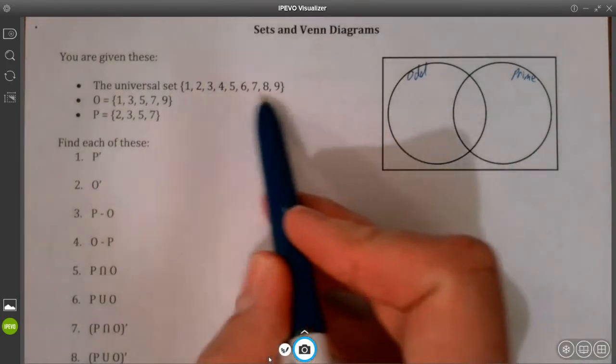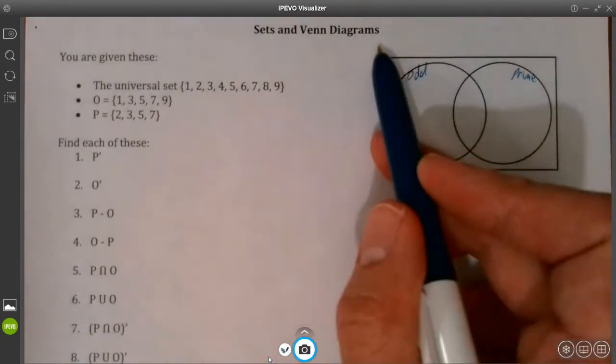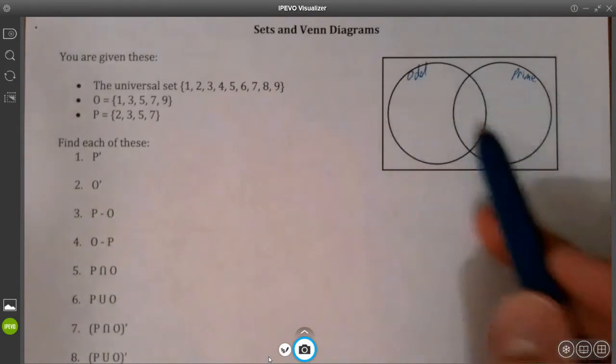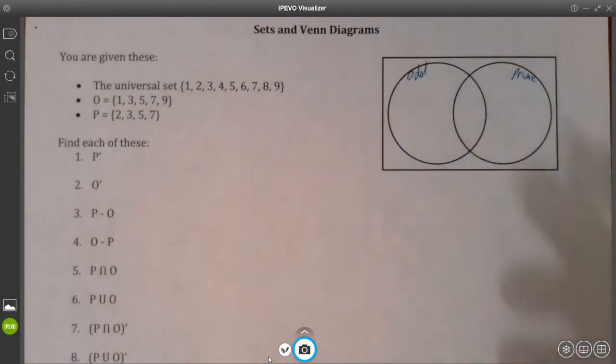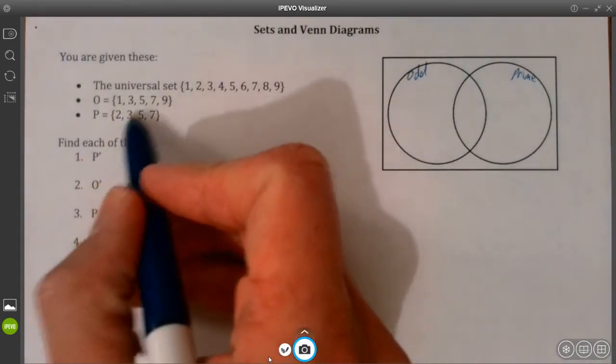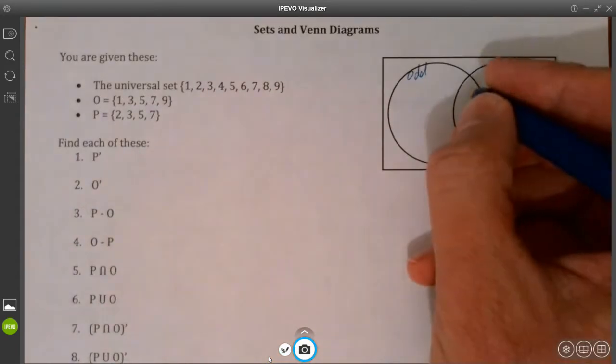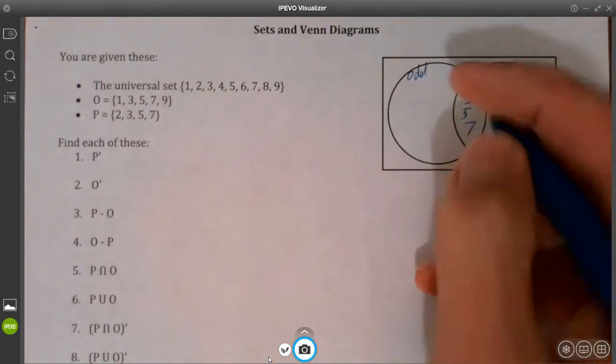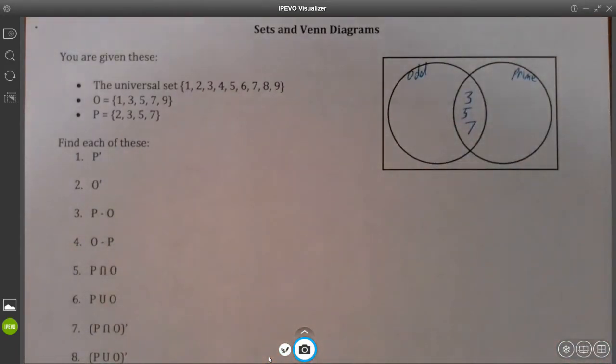1, 2, 3, 4, 5, 6, 7, 8, 9, all going to go in this box somewhere. Some of them will be in this circle, some will be in this circle, some will be in both circles. Let's start by the innermost part. I think that's the easiest thing to do. What is in both circles? Well, a 3, a 5, and a 7. So 3, 5, and 7 for sure.